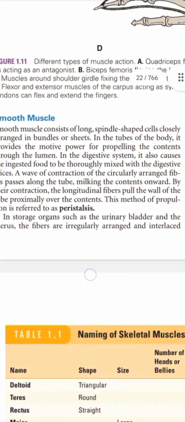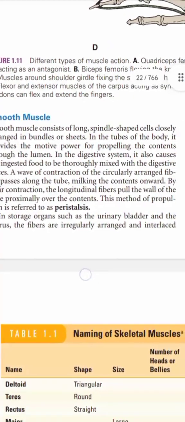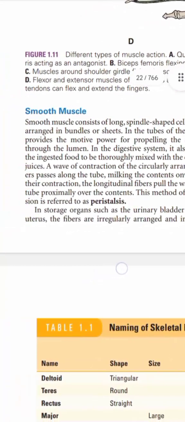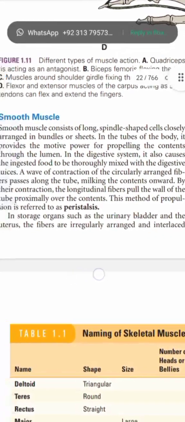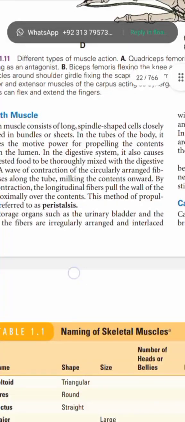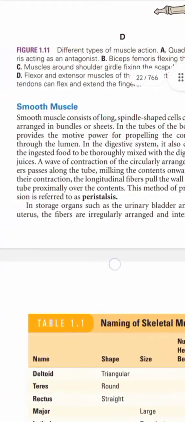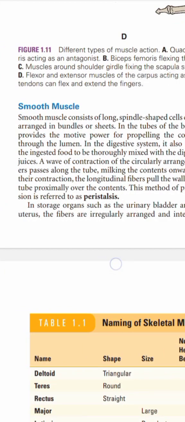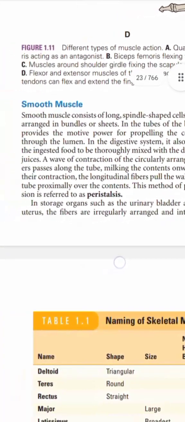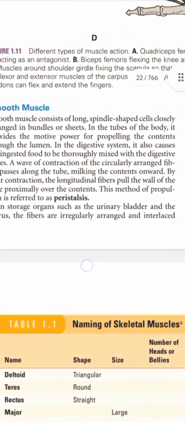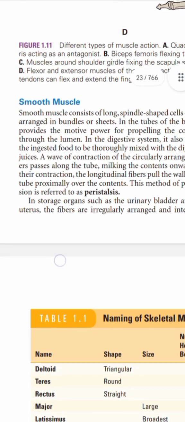In the digestive system, it also causes the ingested food to be thoroughly mixed with the digestive juices. A wave of contraction of the circularly arranged fibers passes along the tube, milking the contents onward. By their contraction, the longitudinal fibers pull the wall of the tube proximally over the contents. This method of propulsion is referred to as peristalsis.